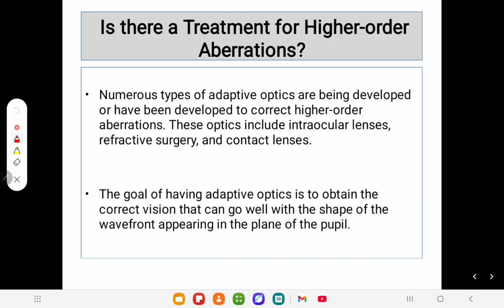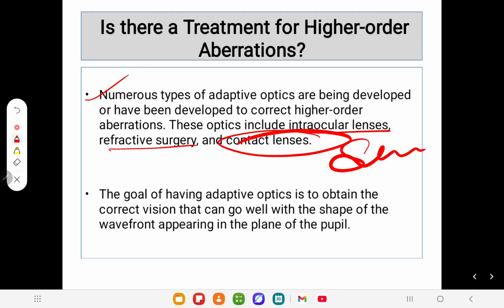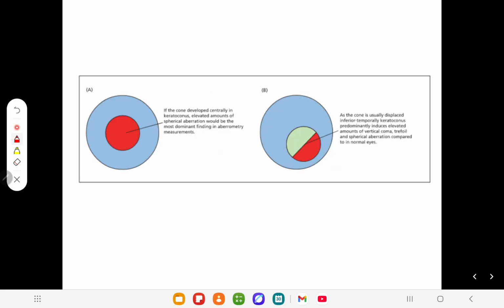So, is there a treatment of higher aberration? Yes, there is. Numerous types of adaptive optics are being developed or have been developed for the correction of higher aberration. These optics include intraocular lenses, refractive surgery, or contact lenses, especially scleral lenses. The goal of having adaptive optics is to obtain a correction of vision that goes well with the shape of the wavefront pattern and the pupil.